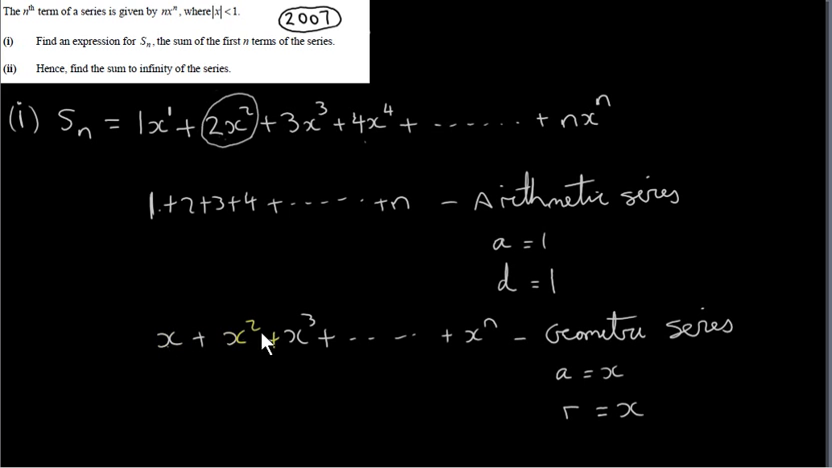So x times x is x squared, x times x squared is x cubed, x times x cubed is x to the power of 4, and so on. So this type of series was not covered on the course so far.